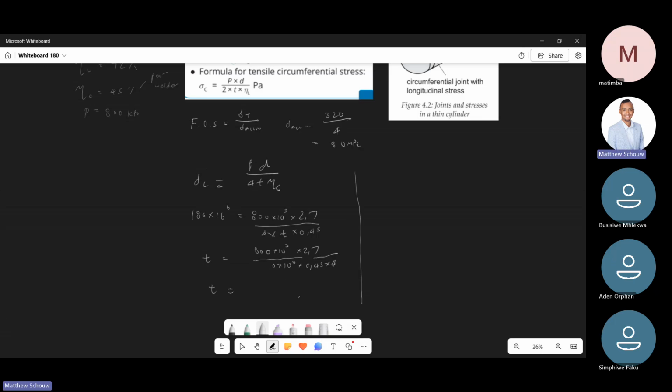Hope you guys are with me. It's 80 MPa. And just redo the calculation. There you go. It's 80 megapascal, not 180.